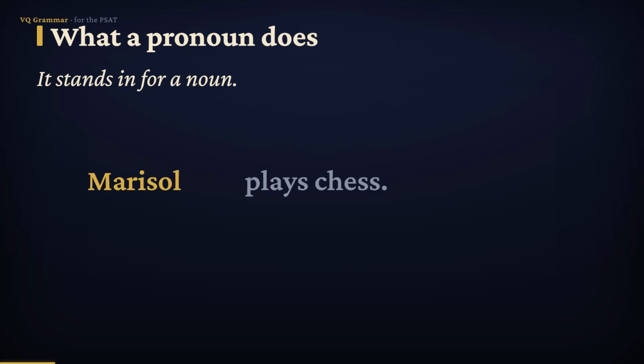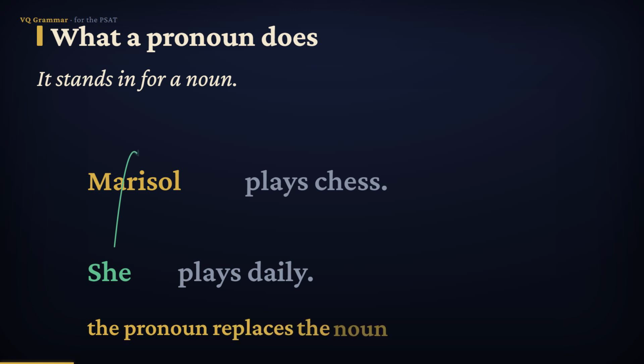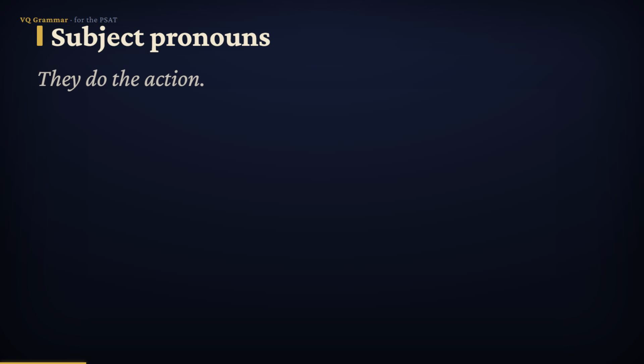Look, Marisol plays chess. Instead of saying Marisol again, we say, she plays daily. That little word she stands in for the noun Marisol. So the pronoun points back to the noun and replaces it, and our writing flows without the same name over and over. Pronouns come in two forms, and the first is the subject form.